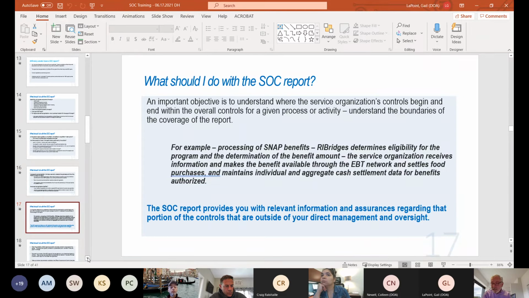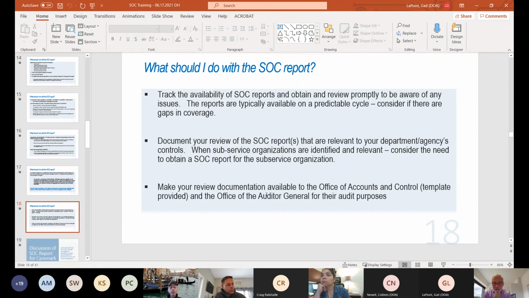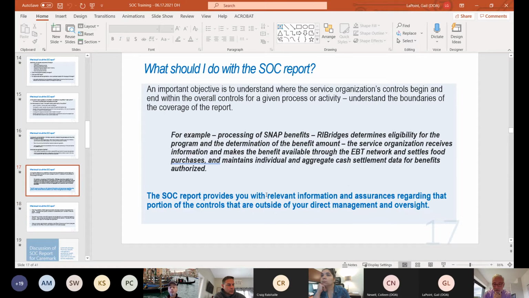So moving over to slide 17. I think we covered this pretty much in the example that I gave. So the EBT benefits, the whole eligibility process would be a user entity control.